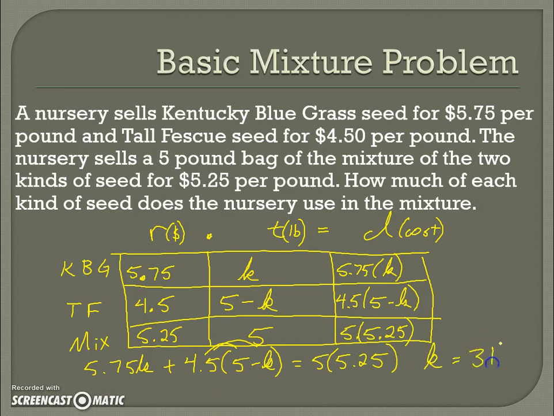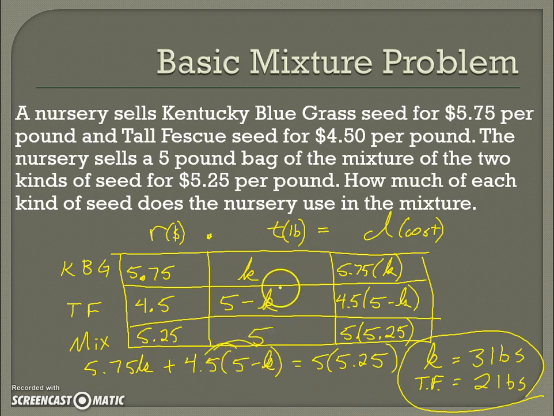So if there's 3 pounds of Kentucky bluegrass, well, it's 5 minus K to find the tall fescue, which means the tall fescue must be 2 pounds overall. So there are my total weights right there. Again, I'm not going to work through that problem just for sake of time. I need you to do that on your own.